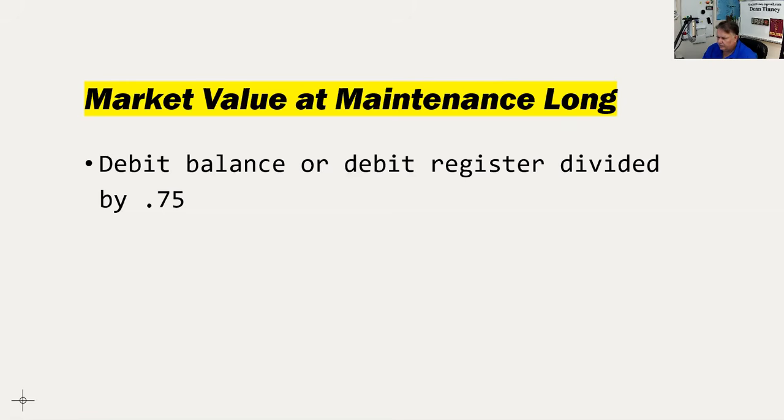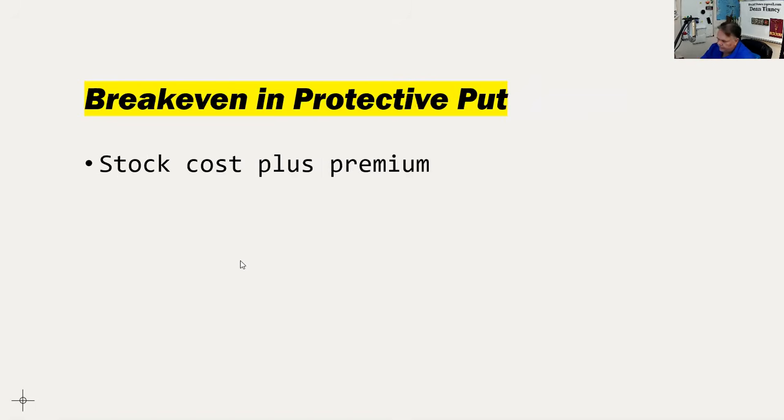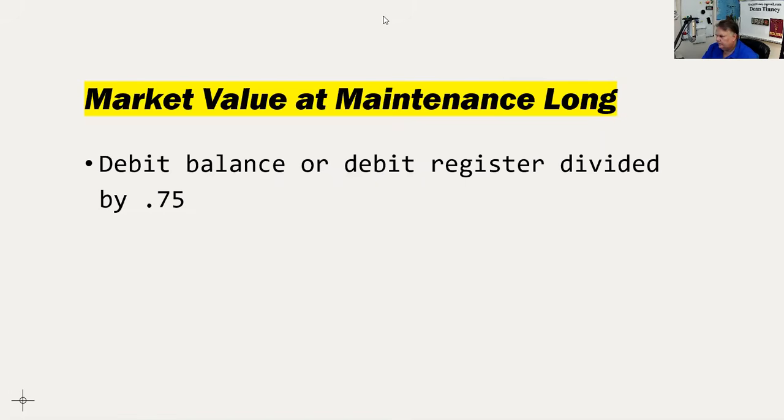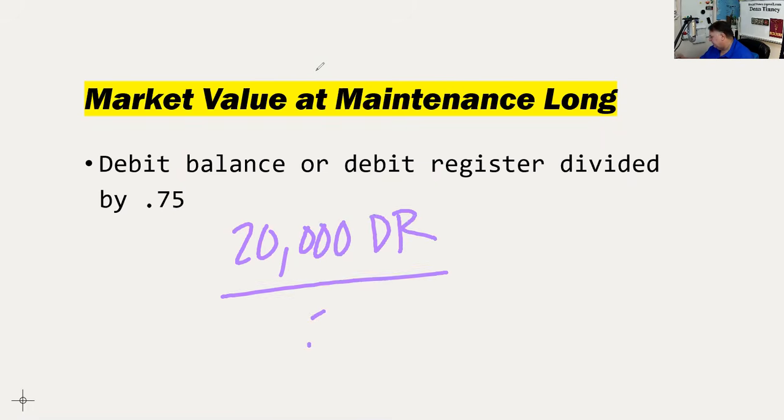But one thing I might want to be able to do is figure out how far down a stock could move before I'm going to have a problem. So, the way I do that is I take the debit register, what I owe my brokerage firm, the debit balance, and I divide. So if I owe my brokerage firm $20,000, that's the debit balance. I divide that by 0.75, and that tells me how far down the stock could go before I would have a problem. So I divide by 0.75, and that's 26,666. That's market value at maintenance.